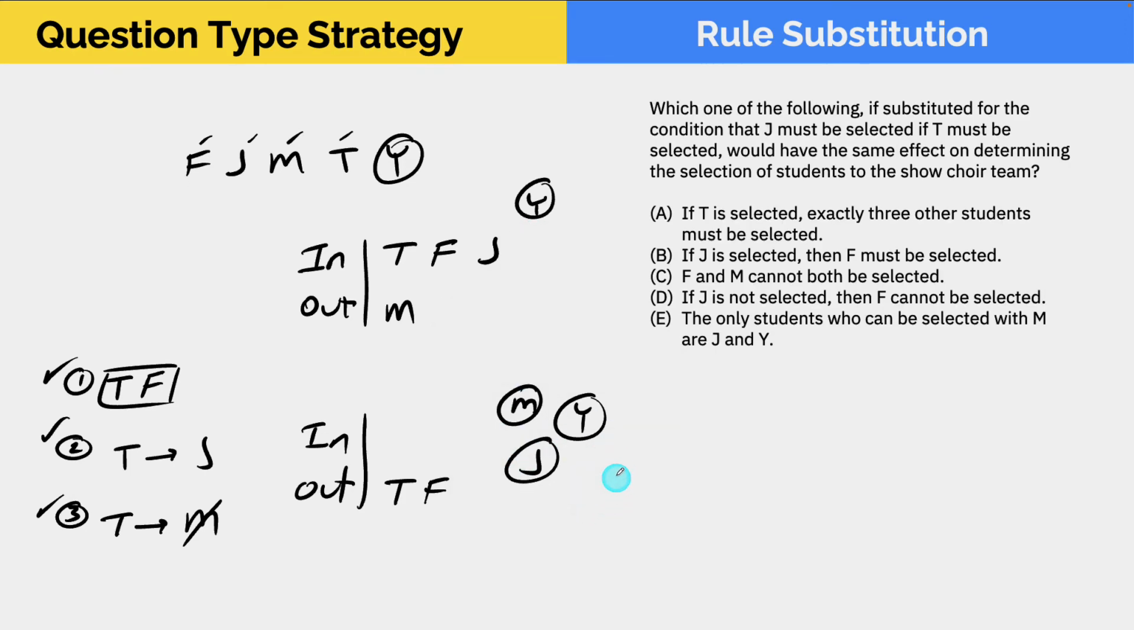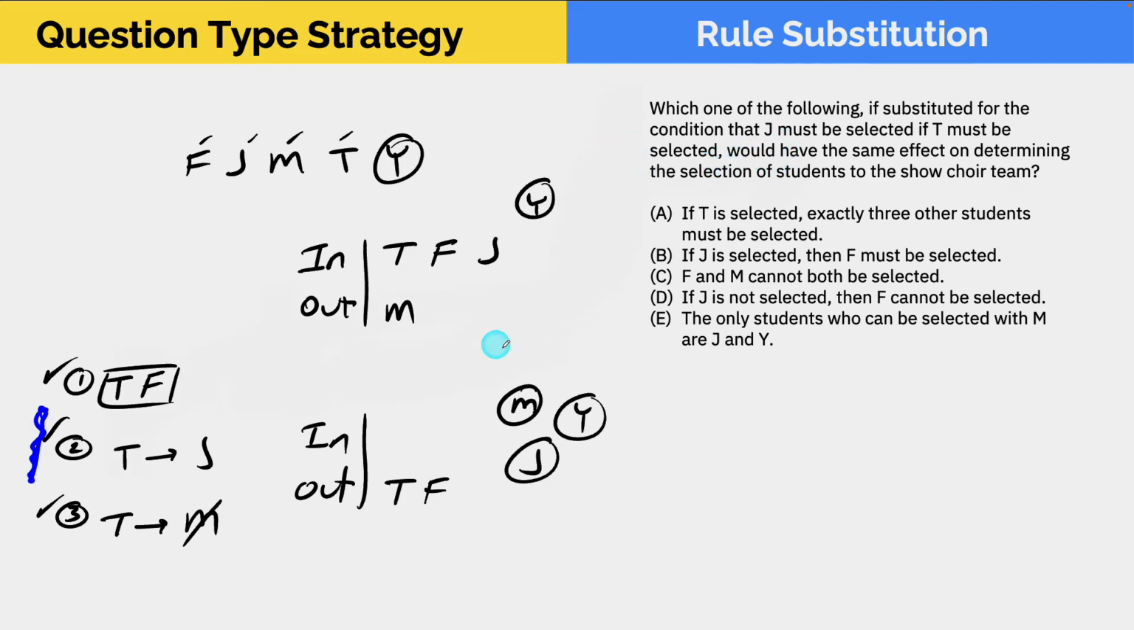Go ahead and pause the video and try this one on your own first. This is asking which of the following, if substituted for the condition that J must be selected if T must be selected, so that would be rule number 2, would have the exact same effect?